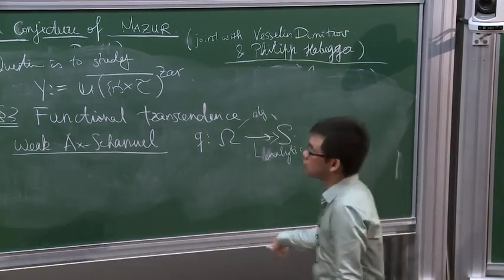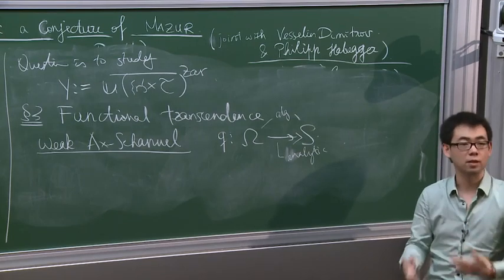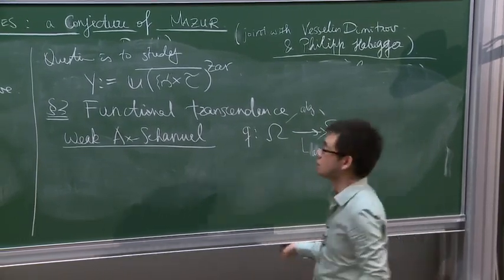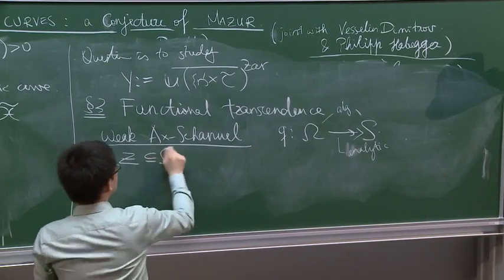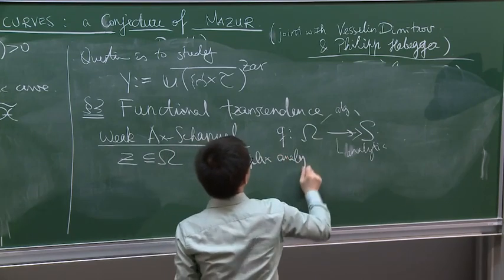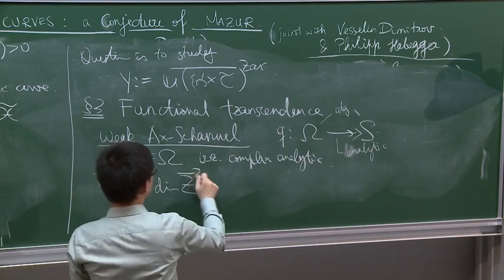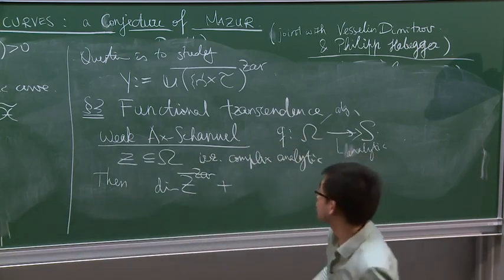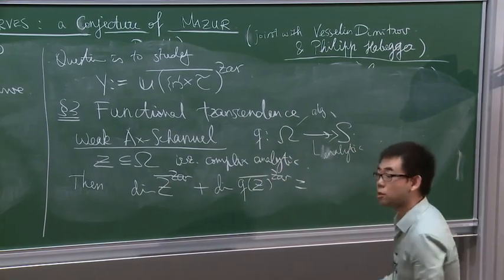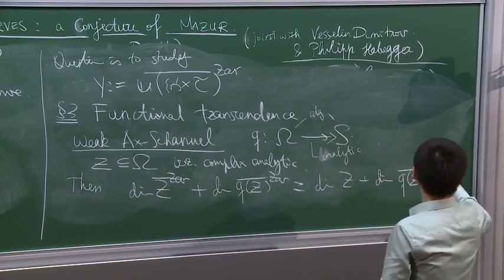Then weak Ax-Schanuel says that things here and things here should intersect transversally, except if they actually intersect in a smaller space, meaning that if we have Z inside omega irreducible, complex analytic, again irreducible in the sense of complex geometry, then the dimension of Z bar inside omega plus the dimension of QZ bar inside S is greater than or equal to the dimension of Z plus the dimension of QZ bi-algebraic closure.